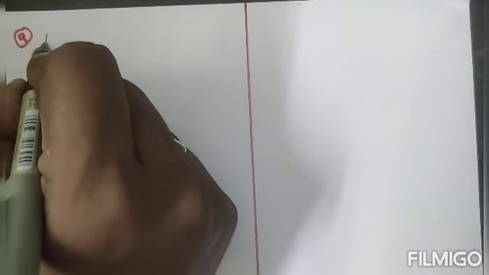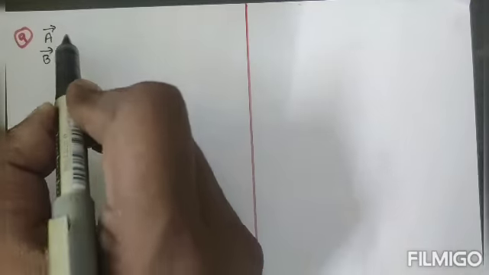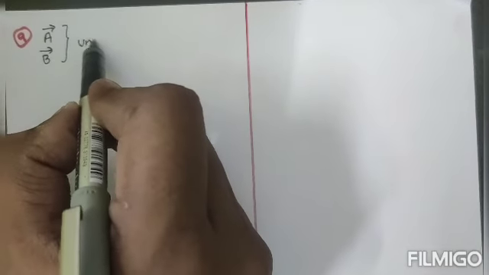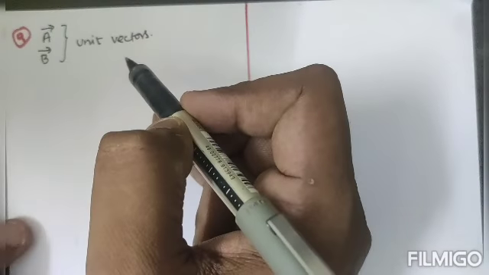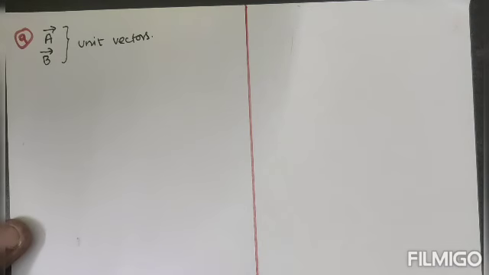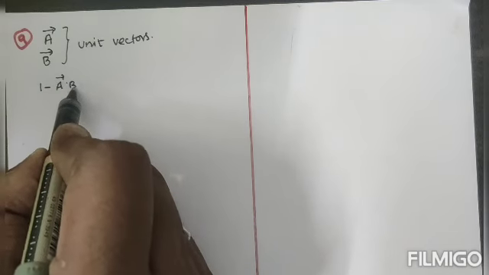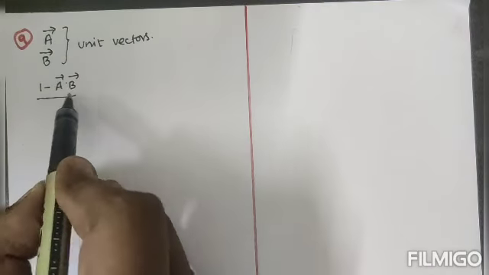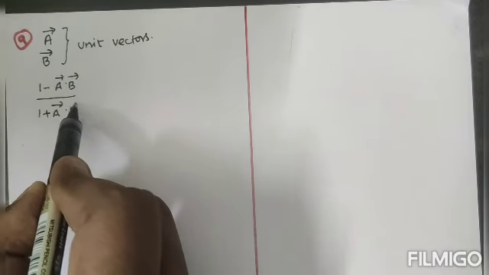Okay, I read the question one more time. If theta is the angle between the unit vectors A vector and B vector, so clearly they mention A vector and B vector are considered as unit vectors. Therefore now they are asking what about 1 minus A vector dot B vector divided by 1 plus A vector dot B vector.